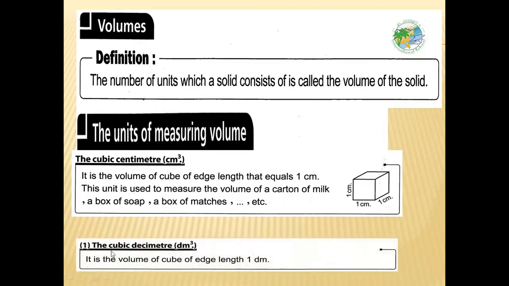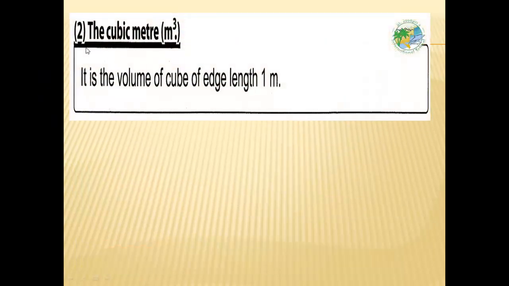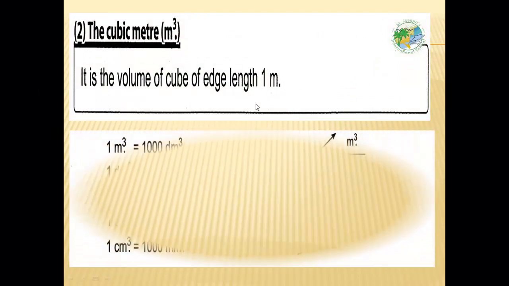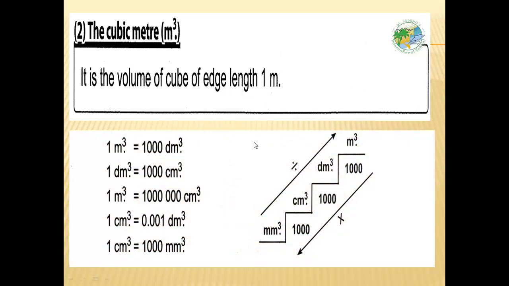What is the meaning of the cubic decimeter? It is the volume of a cube of edge length 1 decimeter. Cubic meter is the volume of a cube of edge length 1 meter, meter times meter times meter. Then from this chart we remember together the stairs of measuring units. 1 meter cube equals 1000 decimeter cube. From decimeter cube to centimeter cube multiply by 1000. From centimeter cube to millimeter cube multiply by 1000.